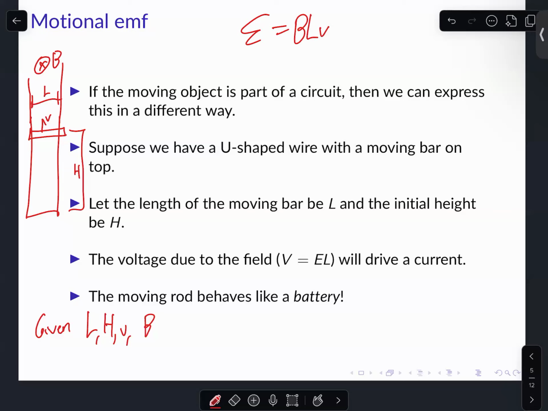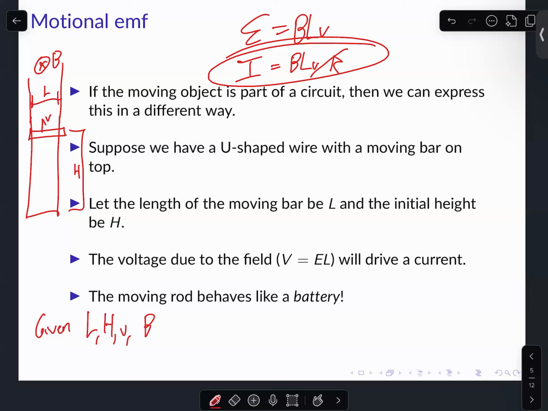I give you current. I give you voltage. How do you find current? There you go. There's several homework problems.